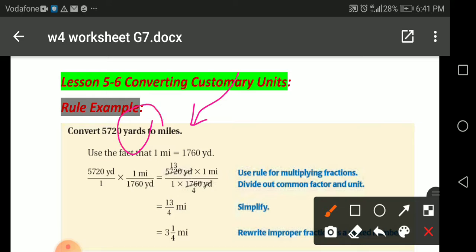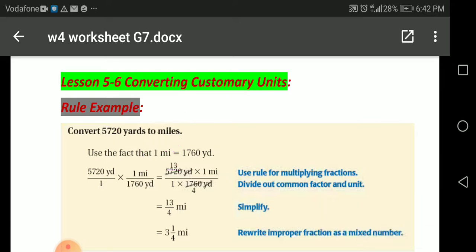We ask ourselves a question first. Is a yard as a unit greater than a mile or not? Of course not. A yard is smaller than a mile. So as a unit, the smaller unit can't multiply. What do we do to convert the yard into miles? We divide.